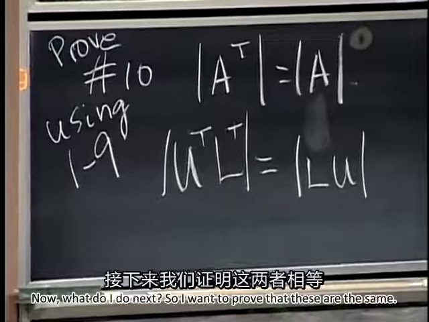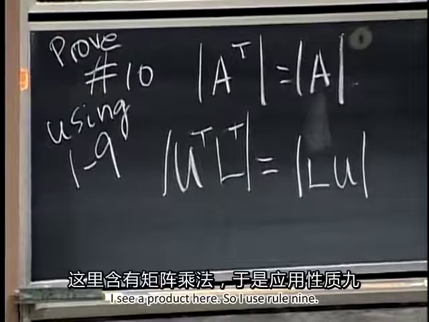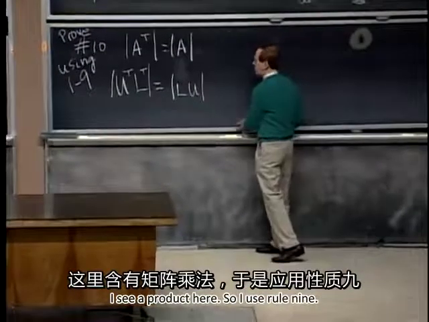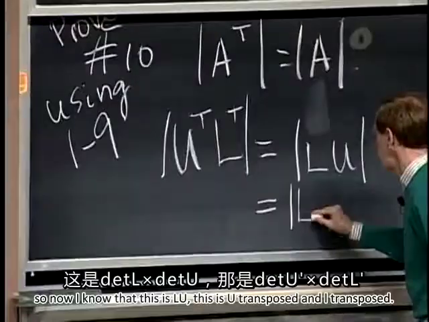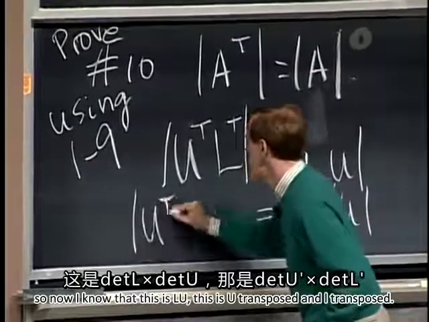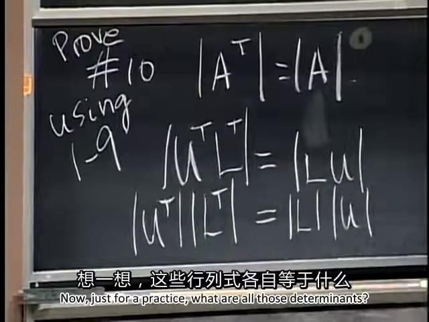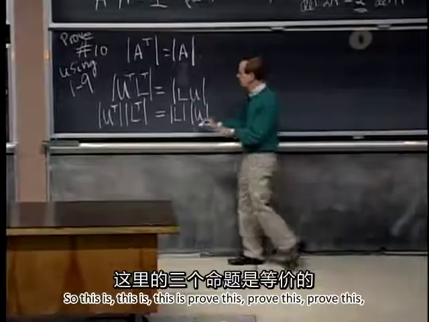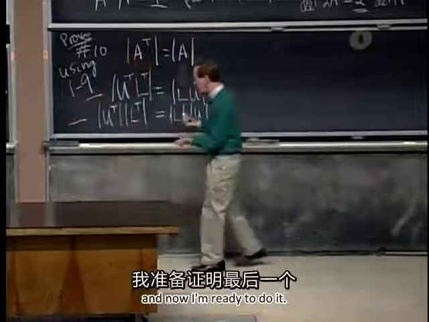Now what do I do next? So I want to prove that these are the same. I see a product here. So I use Rule 9. So now what I want to prove is, now I know that this is LU, this is U transpose, and L transpose. Now, just for practice, what are all those determinants? So this is prove this, prove this, prove this, and now I'm ready to do it.